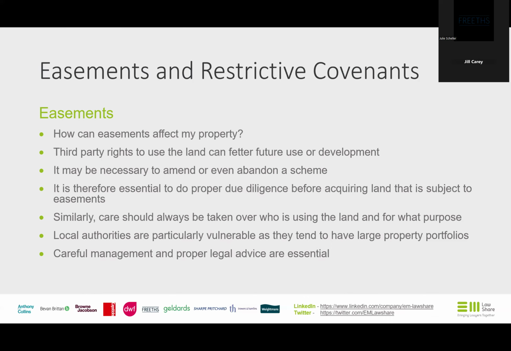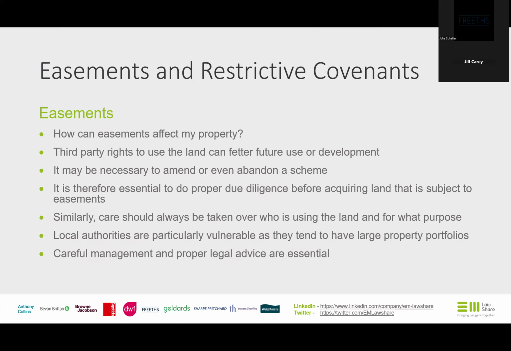Again, if you're selling the land, if you say that there are no third party rights and then somebody claims one, you can find yourself on the wrong end of a misrepresentation claim, which is never fun. It's therefore important for all landowners to be diligent, to take care over who is using their land and why. And of course, local authorities can be particularly vulnerable there because they tend to have much larger property portfolios. People in the real estate team might not even necessarily know everything that they own.